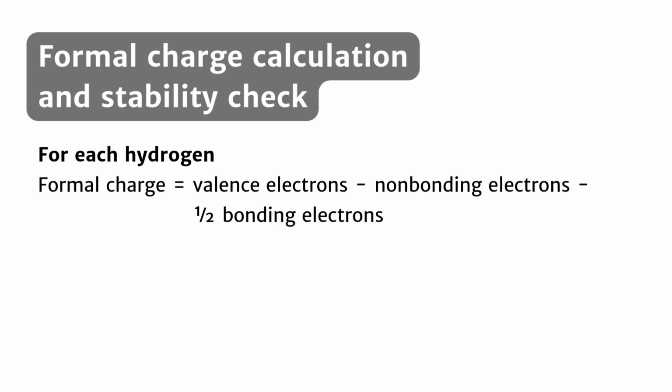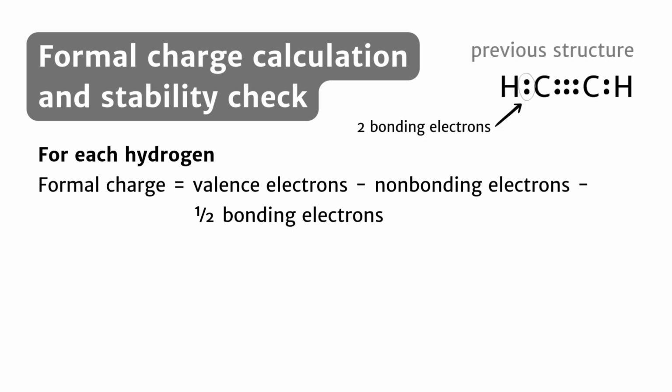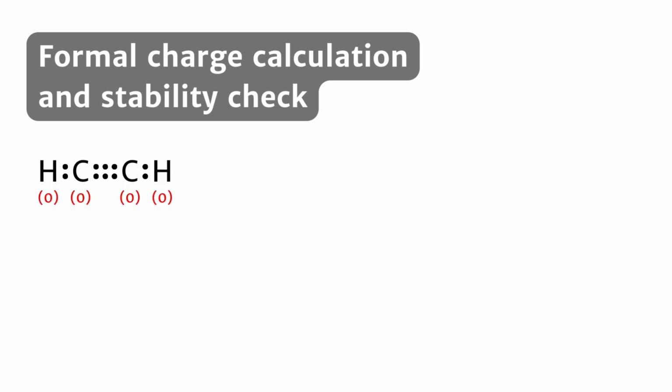For each hydrogen atom, valence electrons equals 1, non-bonding electrons equals 0, and bonding electrons equals 2. So, the formal charge will be equal to 1 minus 0 minus half multiplied by 2, which equals 0. The formal charges of each carbon and hydrogen atom are indicated on the structure. Since the formal charge on every atom is 0, the current structure can be considered stable. Therefore, this is the stable Lewis structure of C2H2.